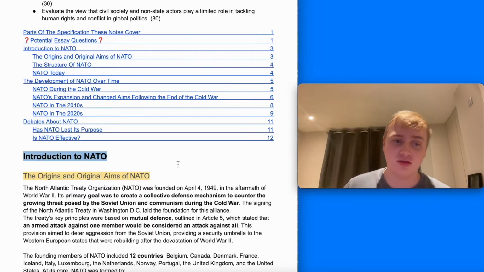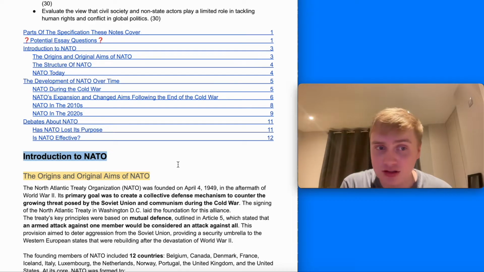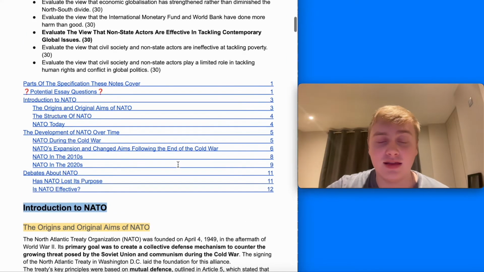finishing off by looking at some debates about NATO, including a central debate about whether it's lost its purpose and a debate about whether it's effective. And the arguments in those will be really, really useful for your essays, your 30-mark essays in the exam.